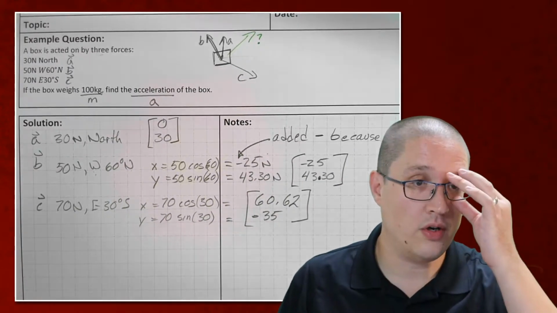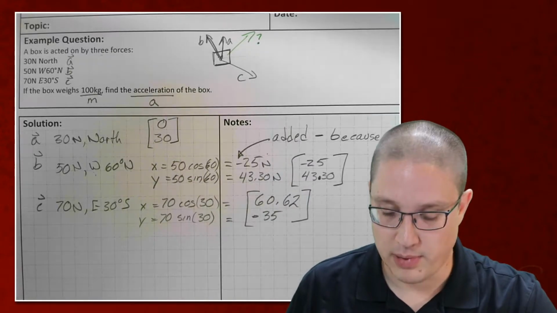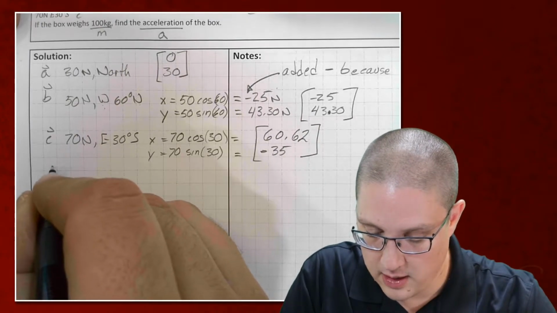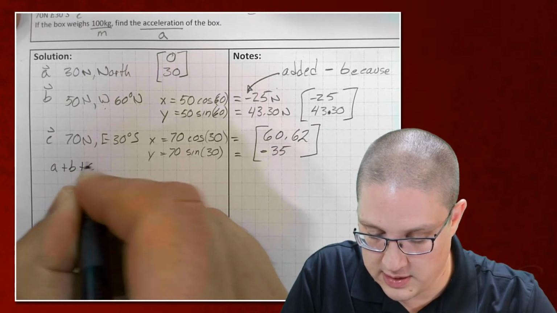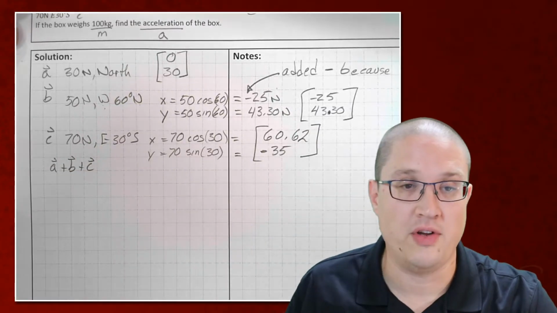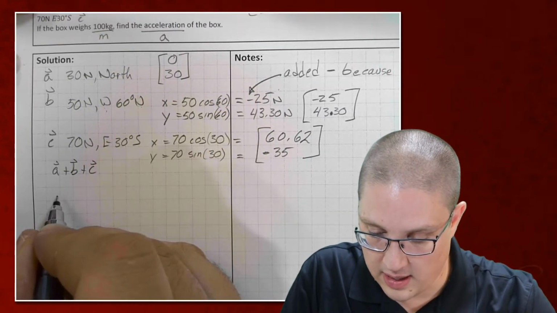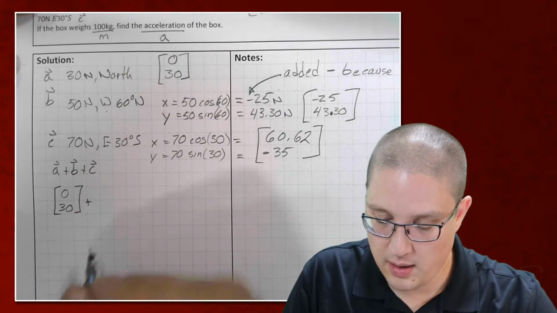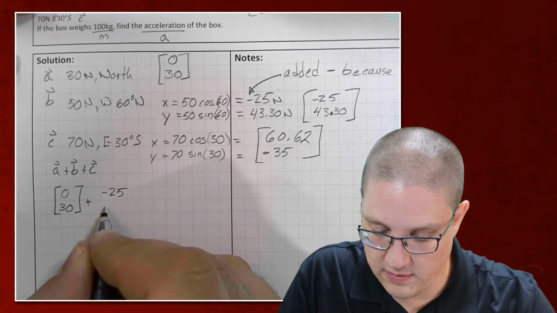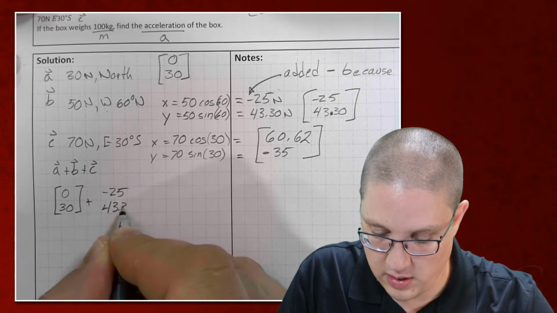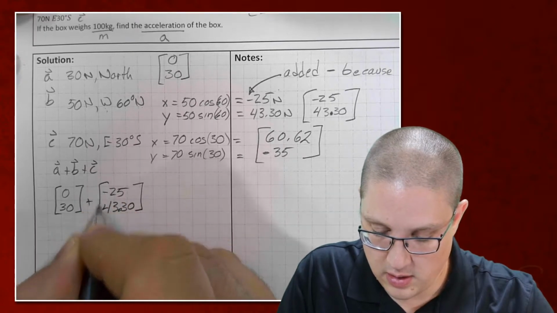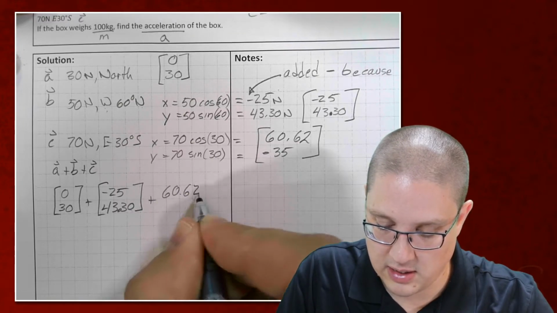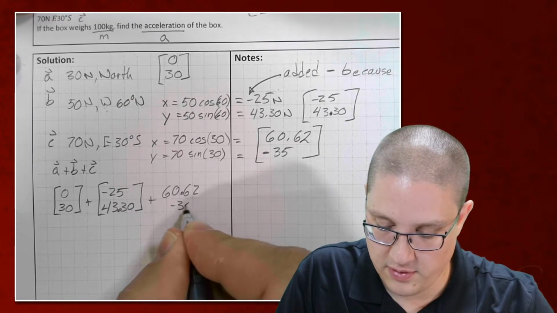Okay, in order to combine all of these three, I need to use my component addition skills. So I'm doing A plus B plus C, just adding them all together. And I'm going to have 0 and 30 plus negative 25 and 43.30. Notice I'm using 2 decimal places. Plus 60.62 and negative 35.